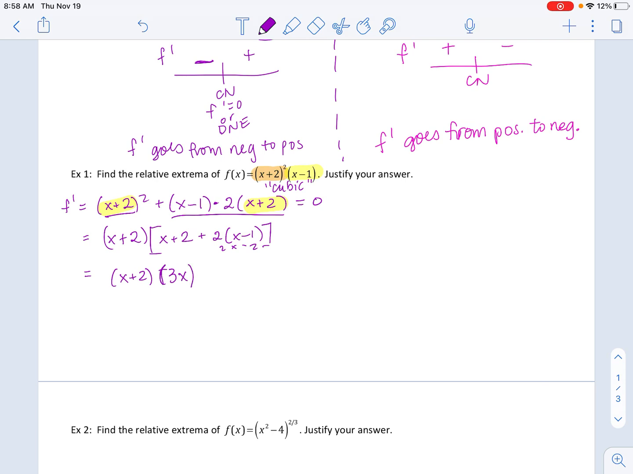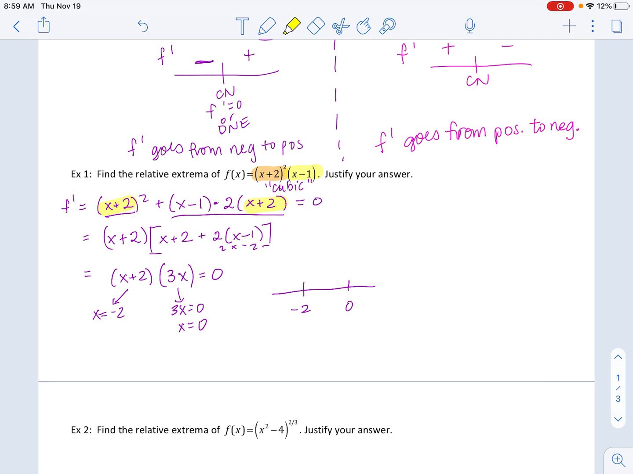It's just 3x, right? Let me write this better. I don't want that to look like a negative. So that's my derivative. So I've got to set that equal to 0. So I get one critical number here, negative 2, and if I set 3x equal to 0, I get 0 as a critical number there. And then I transfer those two critical numbers to my sign chart.